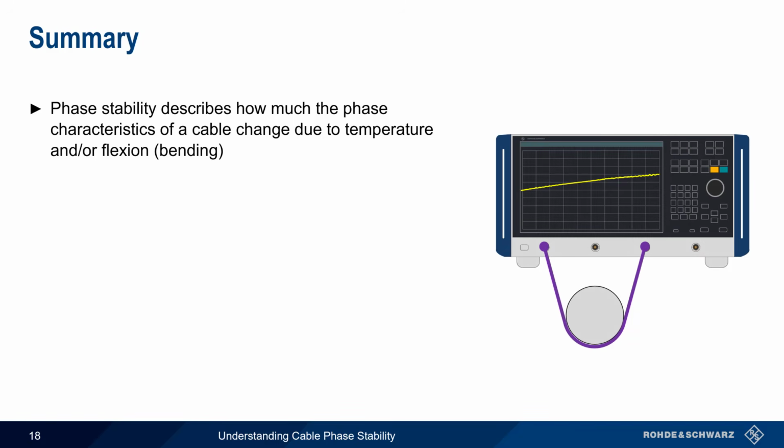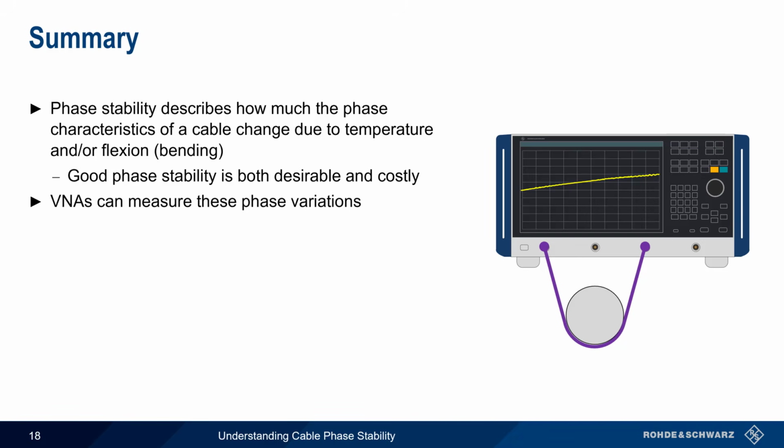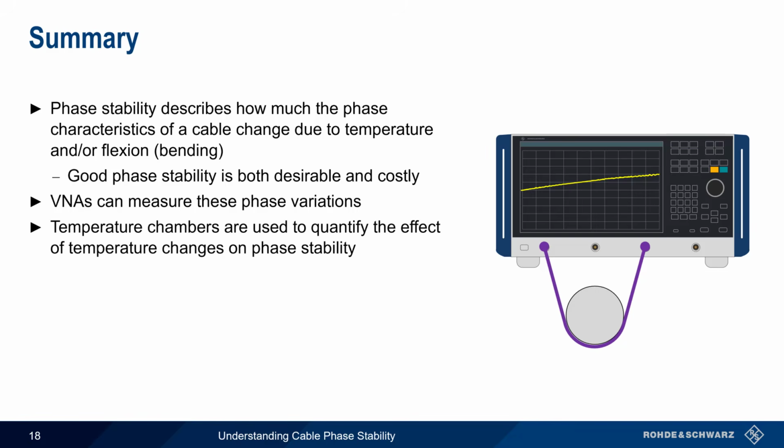Let's end with a brief summary. The term phase stability refers to how the phase characteristics of a cable change with changes in temperature and/or flexion. Good phase stability is important in many applications and is one of the main reasons for the cost of high-quality RF cables. Phase stability is measured using VNAs or vector network analyzers. With regard to the effect of temperature on phase stability, this is tested by placing the cables in a temperature chamber and measuring phase variation at different temperatures.